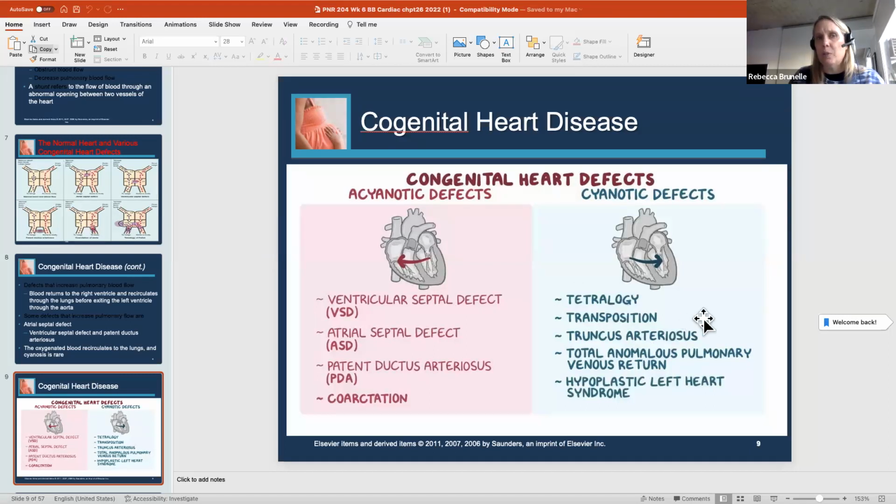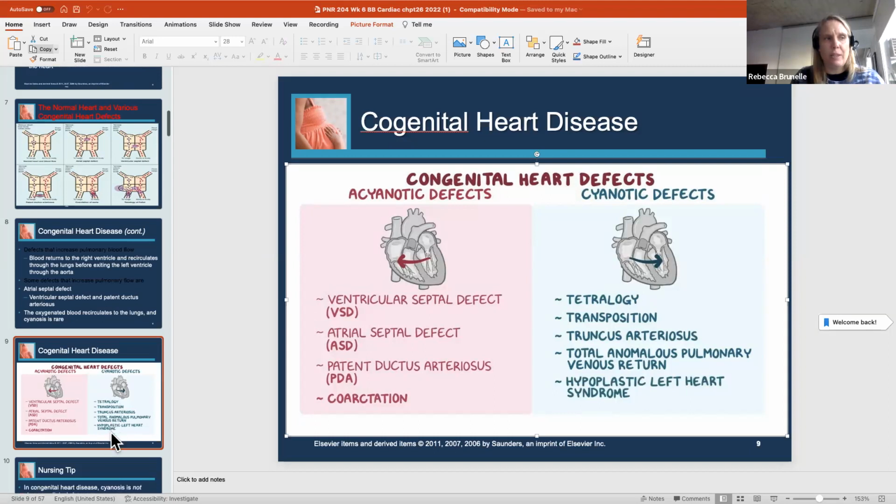And these other ones over here, the tetralogy of Fallot, transposition of the great arteries, truncus arteriosus, these are cyanotic, so they cause the baby to be a little bit more blue. The one that we're going to really talk about is tetralogy of Fallot, because it's the most common one in this category. And it's the one that you're going to be tested on the most.